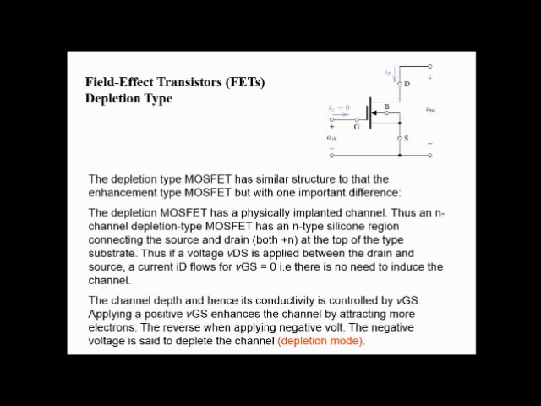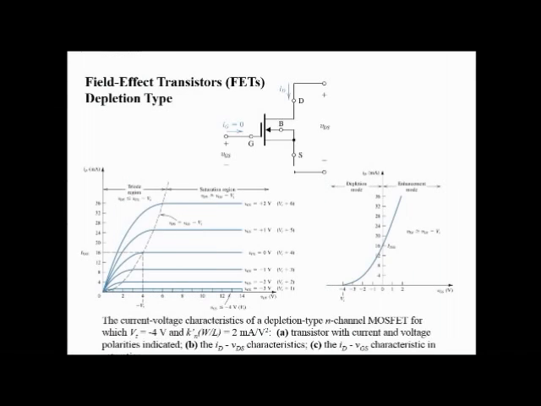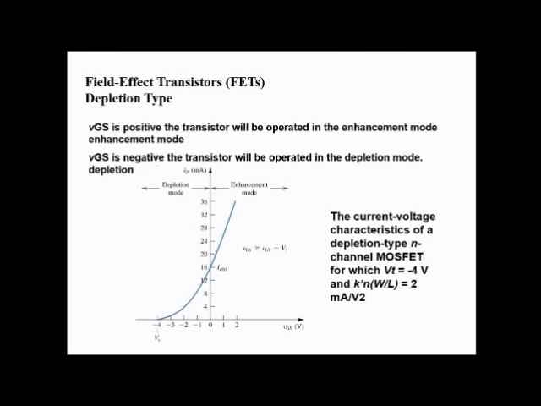So there is no need to induce the channel in case of depletion MOSFET, it is already present. The channel depth and hence its conductivity is controlled by the gate voltage, or VGS. Applying a positive VGS enhances the channel by attracting more electrons. As I have said before, the positive voltage at the gate enhances the channel by attracting more electrons and it makes the channel open for the flow of current. Similarly, these are some diagrams of FET in depletion type. The same applications and formulas are used in this case also.